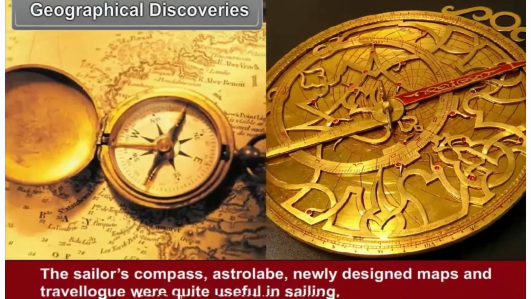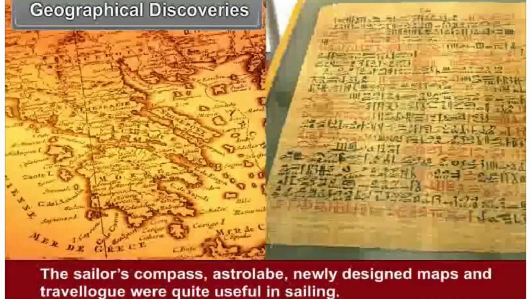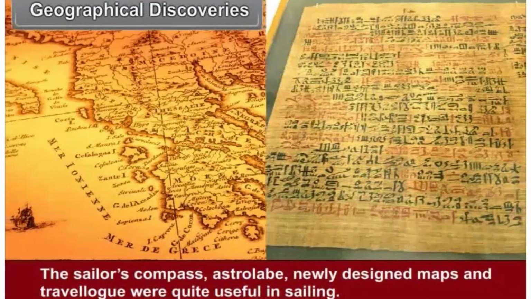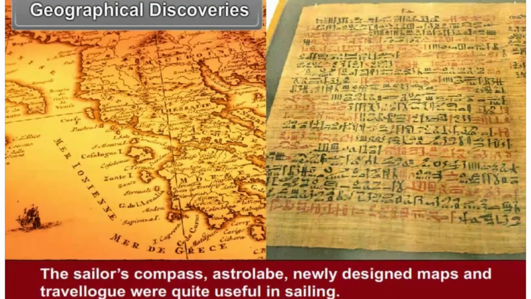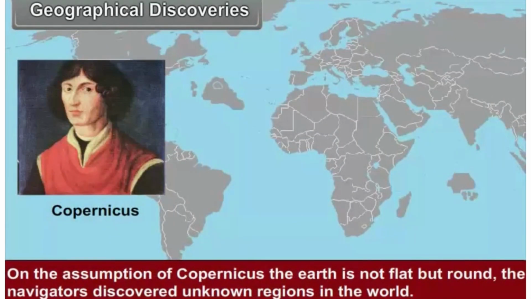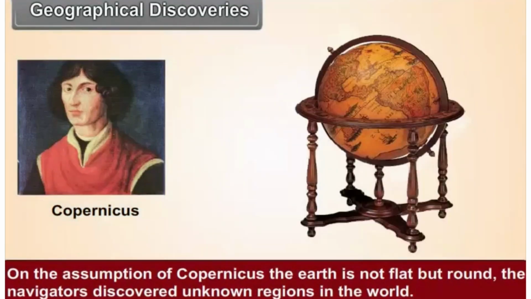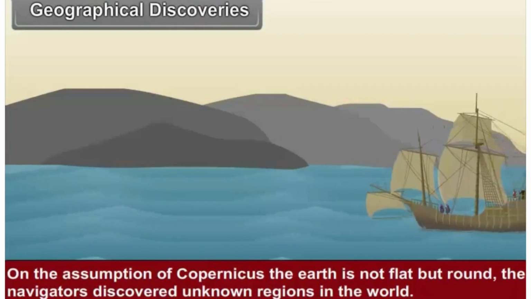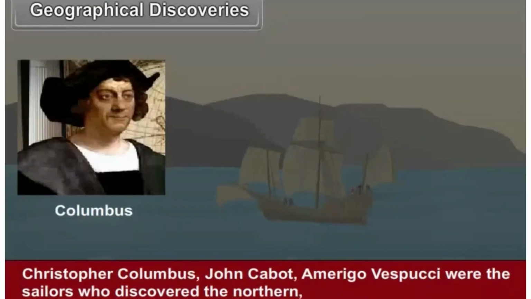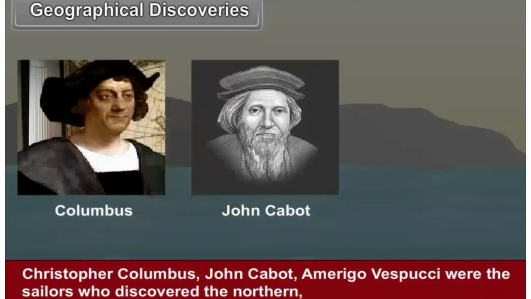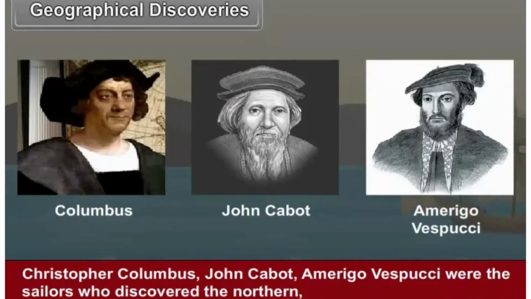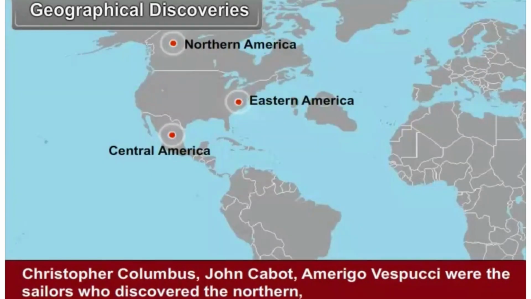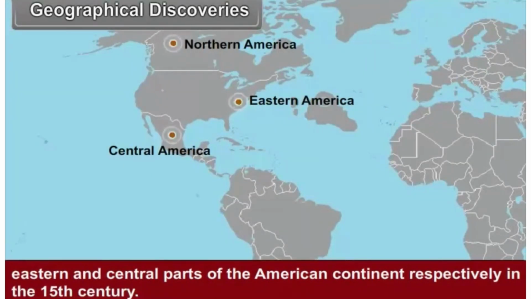The sailor's compass, astrolabe, newly designed maps, and travelogues were quite useful in sailing. On the assumption of Copernicus, the earth is not flat but round. The navigators discovered unknown regions in the world. Christopher Columbus, John Cabot, and Amerigo Vespucci were the sailors who discovered the northern, eastern, and central parts of the American continent respectively in the 15th century.